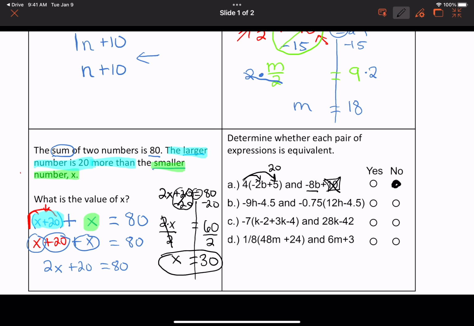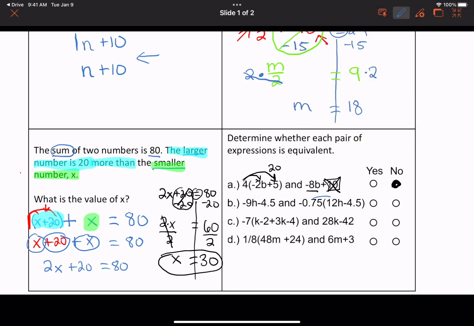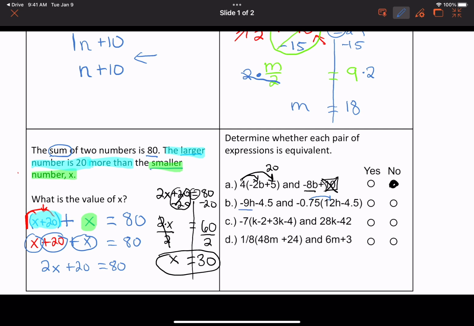On the next side, looks like I can distribute over here. Let me change my colors of the pen. Negative 0.75 times 12 would be a negative 8h. I'm sorry, that would be negative 9h. 0.75 times 12 is 9, and that's a positive times a negative, so that does give us the negative 9h. A negative times a negative would give us a positive, and you'll notice this says negative, so that's not going to work. Also, 7.5 times 4.5 is not 4.5, so that's also wrong in that one. So those are not equivalent.